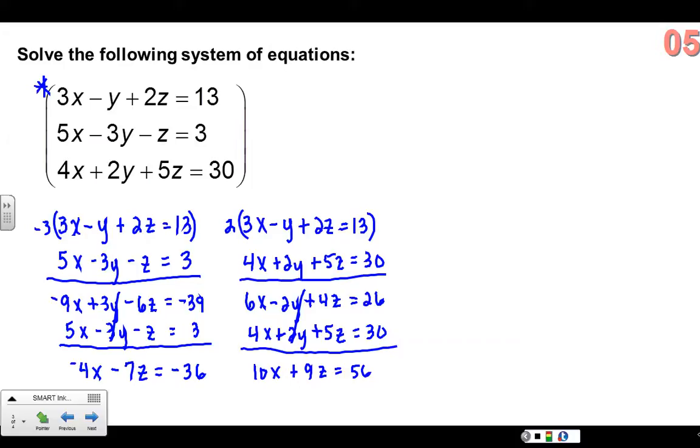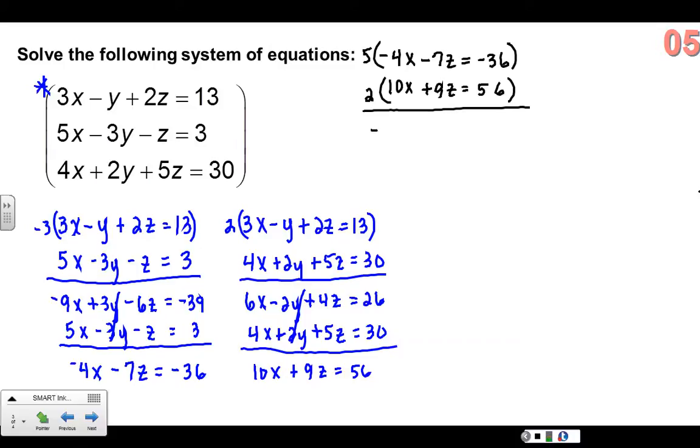So let's see what I've got here. Negative 4x minus 7z equal to negative 36. 10x plus 9z equal to 56. Now, what I could do, I can tell on this one, I could get the x's to drop out if I multiplied by a number that would give me 20 on top and bottom, negative 20 and positive 20. So I will multiply the second equation by 2, and the top equation by 5. So let's see what we get when I do that.